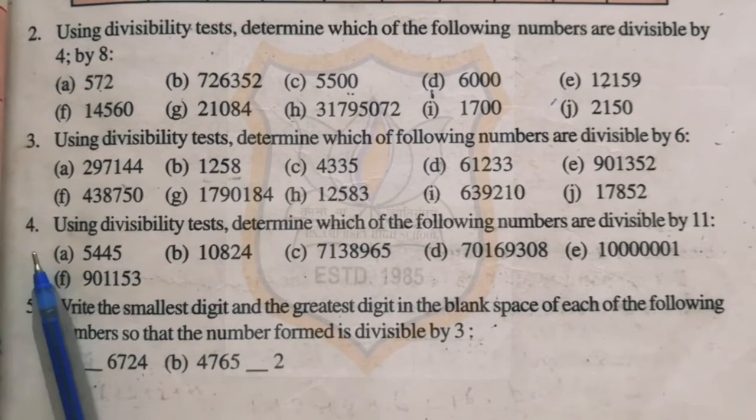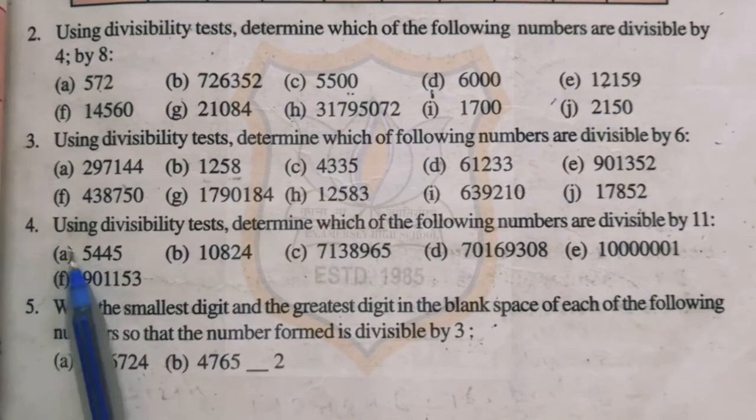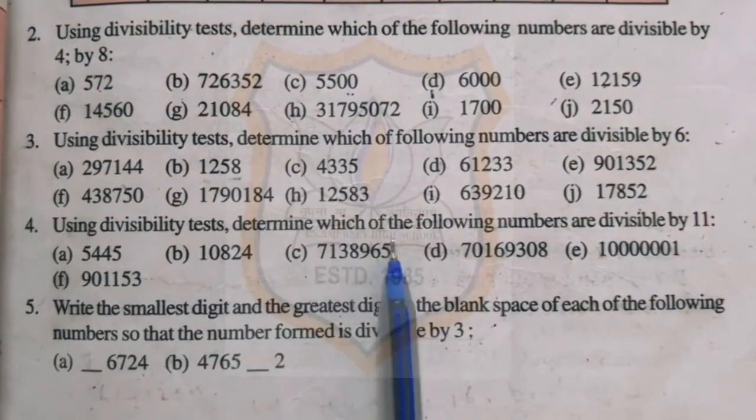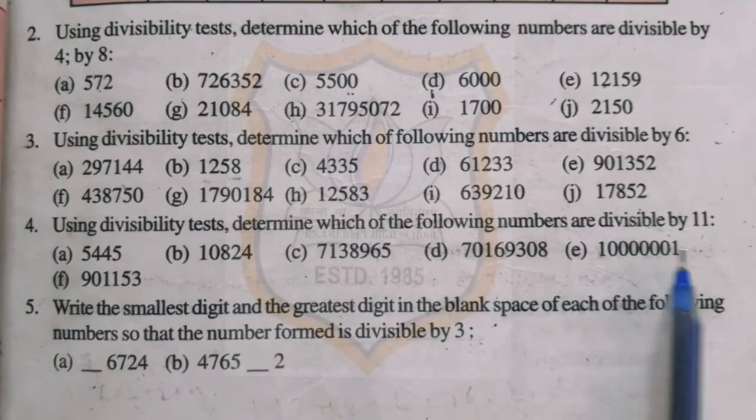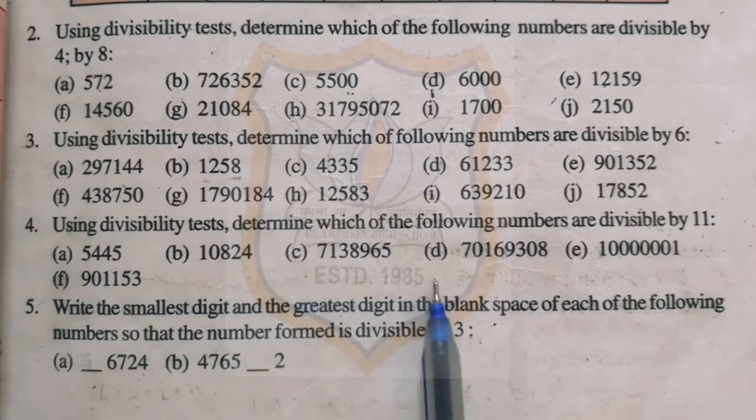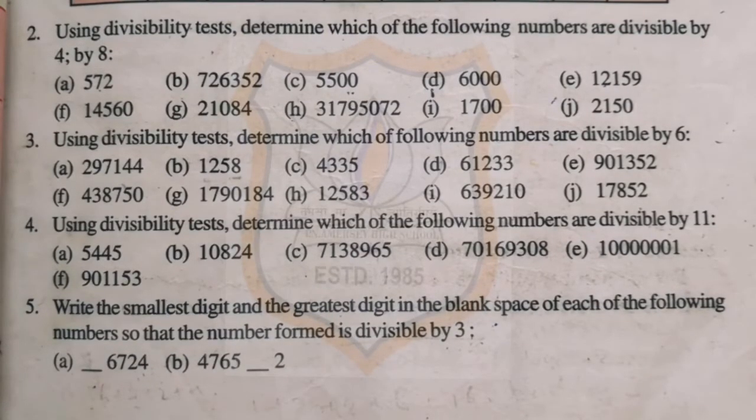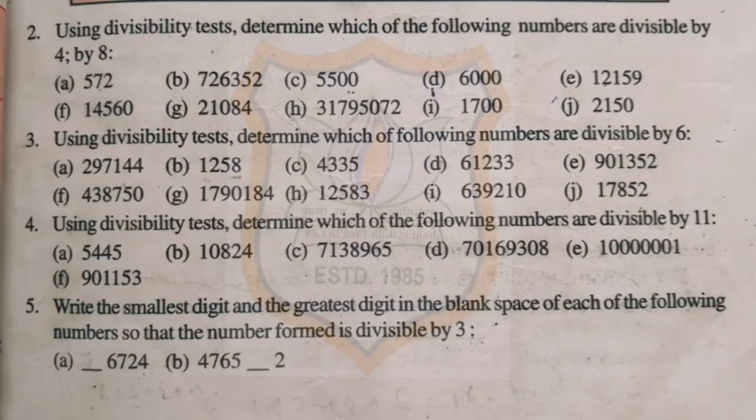Now question number 4 of exercise 3.3. Using divisibility test, determine which of the following numbers are divisible by 11. Here we have to conduct divisibility test on these numbers to find out whether they are divisible by 11 or not. As per the rules of divisibility by 11, the difference between the sum of the digits at the odd place and the sum of the digits at the even place should be 0 or any number which is divisible by 11.